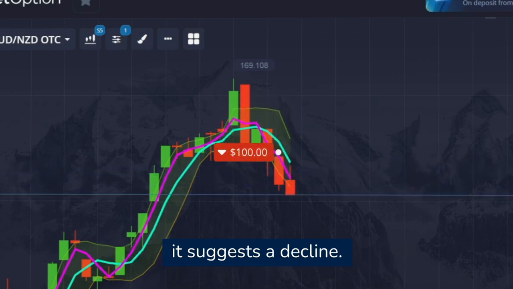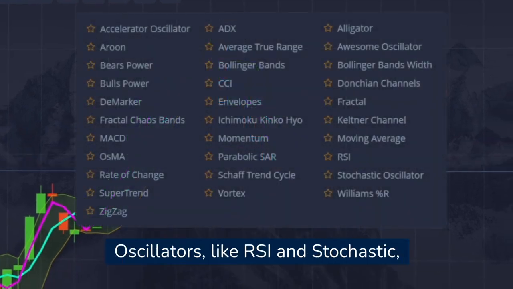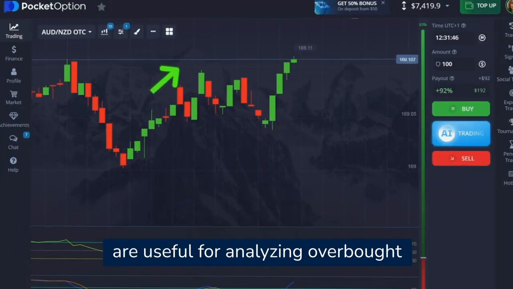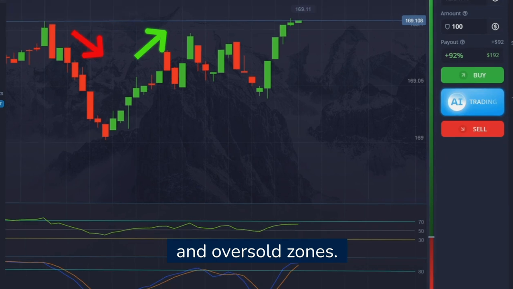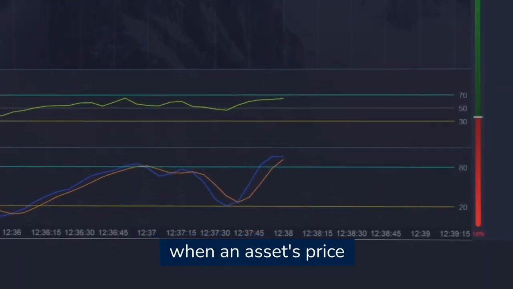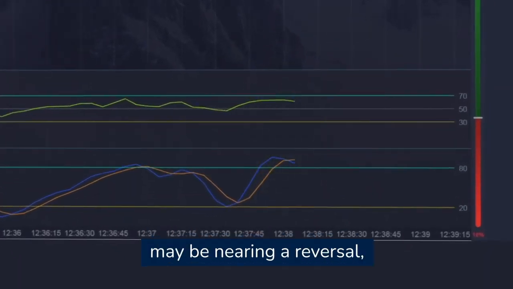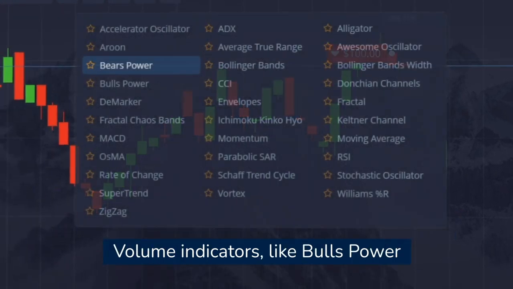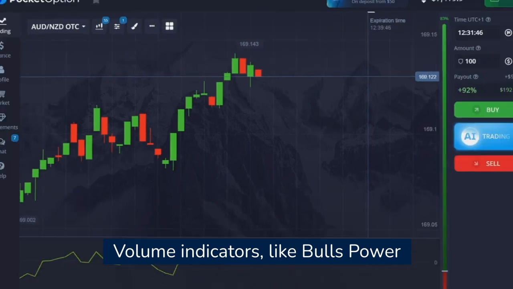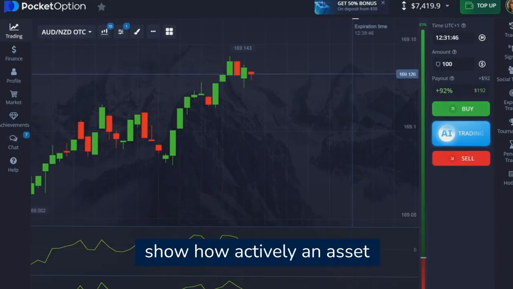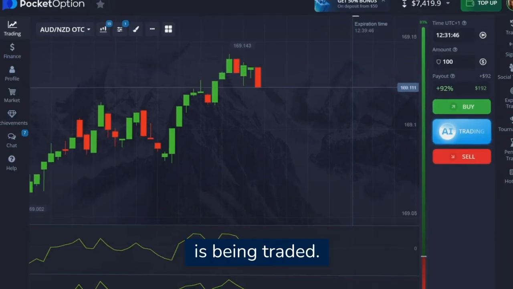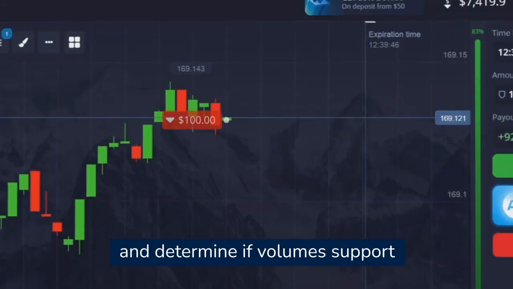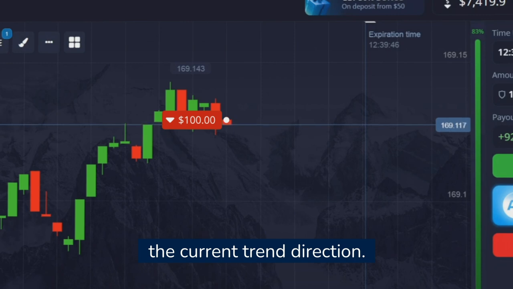it suggests a decline. Oscillators like RSI and Stochastic are useful for analyzing overbought and oversold zones. These indicators show when an asset's price may be nearing a reversal, helping to find entry or exit points for a trade. Volume indicators like Bull's Power and Bear's Power show how actively an asset is being traded. They help assess the strength of price movement and determine if volumes support the current trend direction.